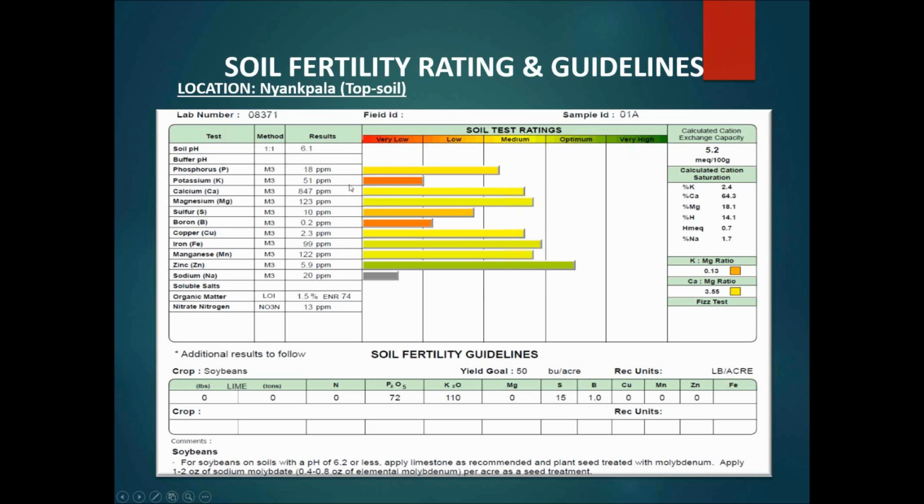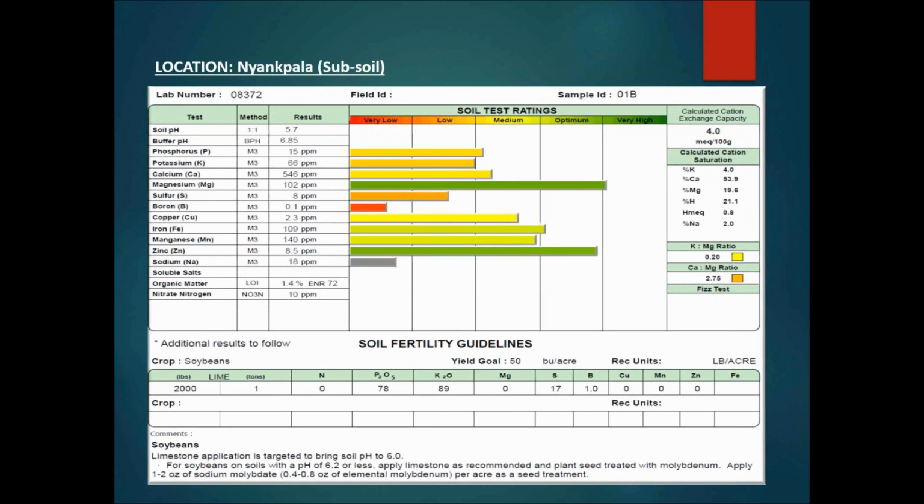So each bar along each test shows the rating. We realize that we have yellow and red, which certainly shows that the nutrients in the soils are very low: phosphorus, potassium, calcium, magnesium, sulfur, and all that, with the only exception being zinc, which is optimum.